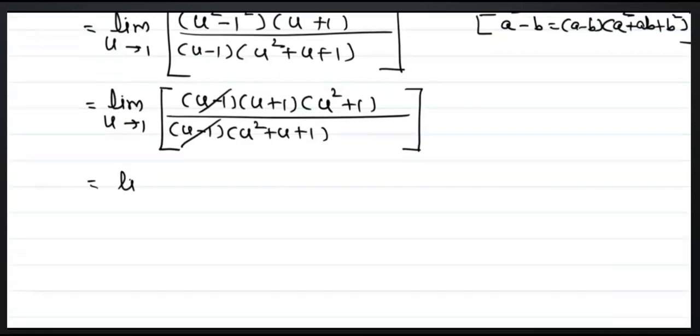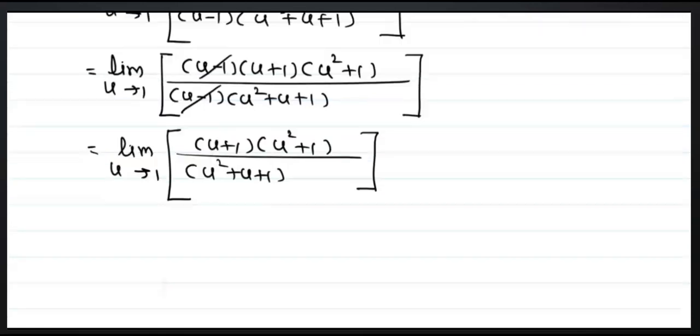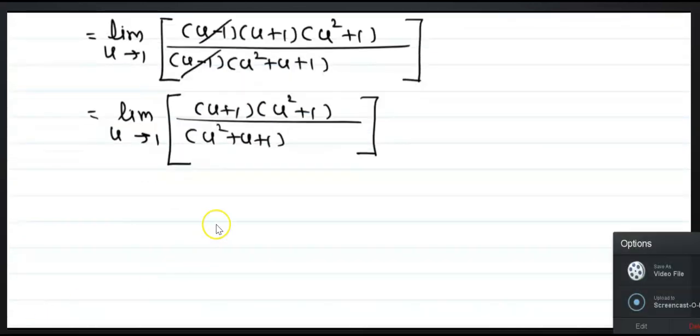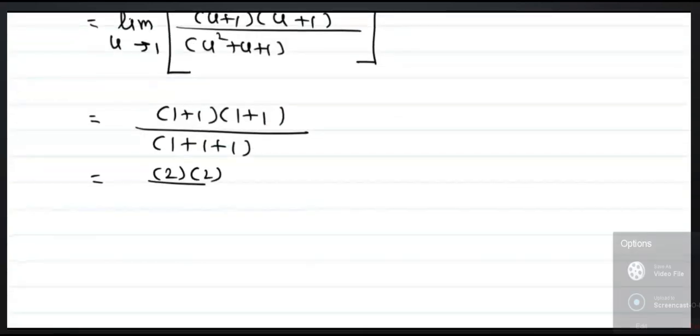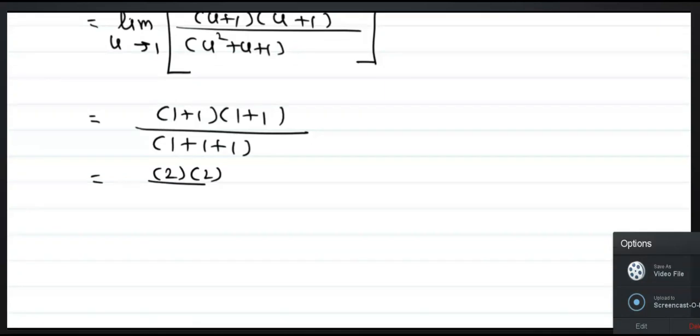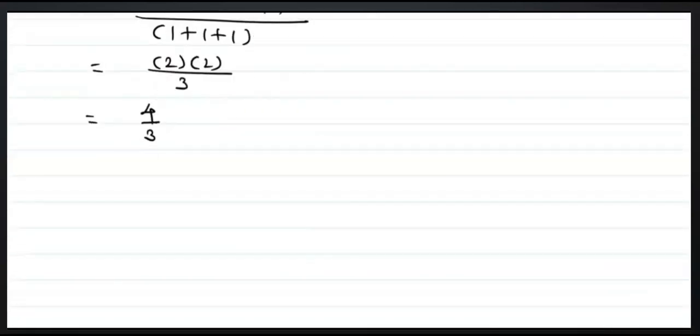Now we'll substitute the values. That is the limit u tends to 1. This is the numerator and the denominator. Now substitute u equals 1. Here is 1 plus 1, that is 2. 1 plus 1, 2. 2 into 2, 4. 4 upon 3. And therefore, this is the final answer. Again, you can see this also.